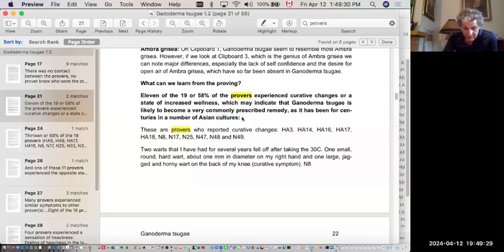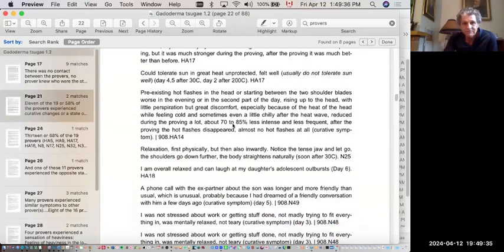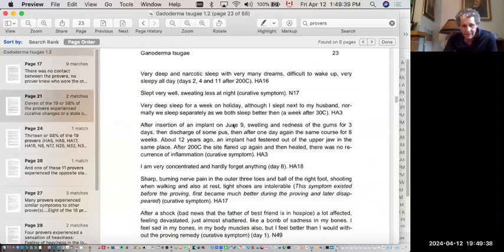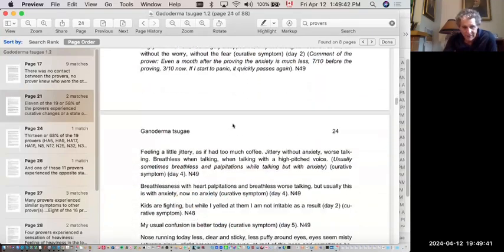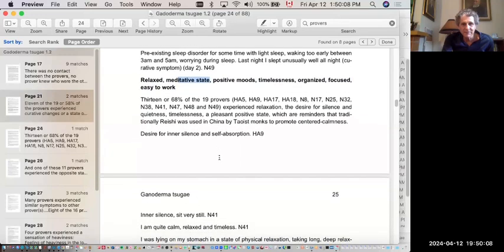So our 11 provers experienced curative change, but there's more than that. These are the curative changes experienced by the provers, and then some experienced a relaxed meditative state, positive mood, timelessness, organized focus, like benefit, not curative, but benefit. And it's very interesting because reishi was used by Taoist monks thousands of years ago to improve their meditative practice, to improve their calmness.